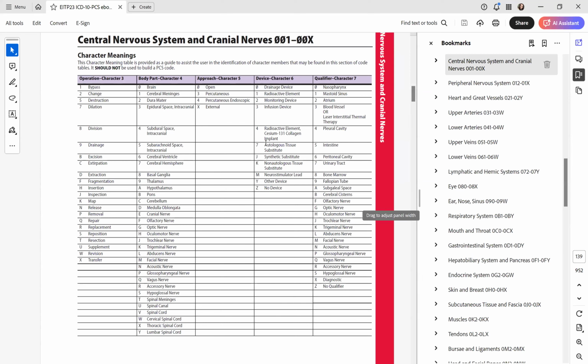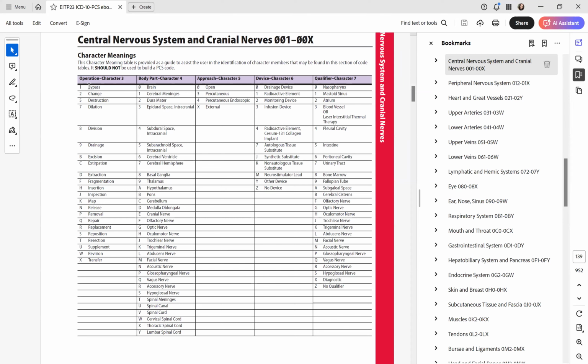Okay, so you can see here 001 through 00X as advertised, right? And so we get into the third character. These are getting into the operations, the root operations: the bypass, the change, or destroying like a benign growth, dilation, division, drainage, excision, extirpation, extraction, fragmentation, and insertion.